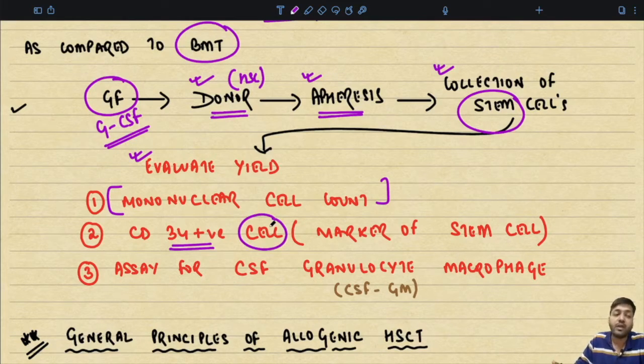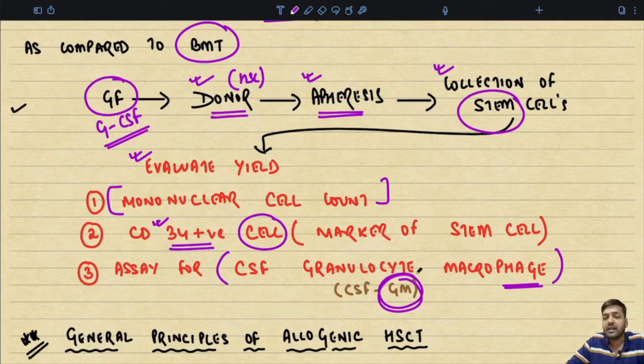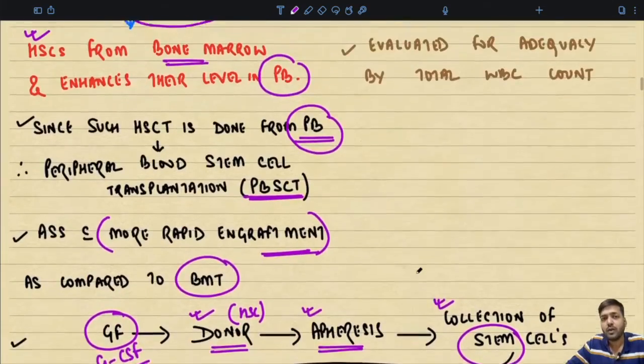One very important thing to understand is that hematopoietic stem cells are CD34 positive. So the number of CD34 positive cells indicates the number of stem cells. We can also go for an assay for colony stimulating factor granulocyte macrophage, or CSF GM. So the quality of the yield can be indicated by the mononuclear cell count, the CD34 positive cell count, and the assay for CSF granulocyte macrophage.